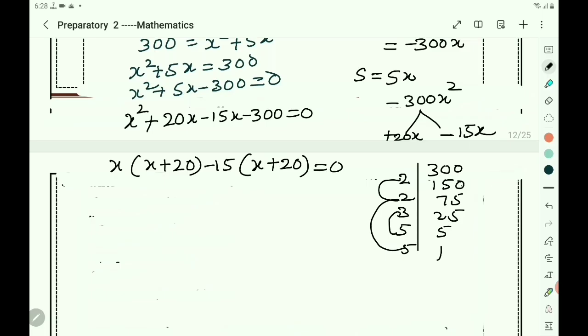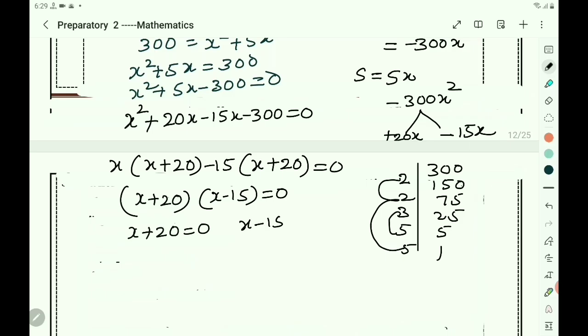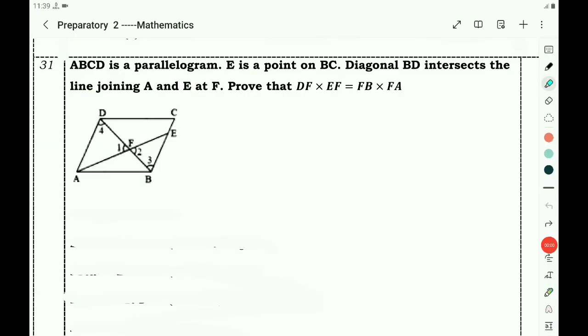Equals 0. Then you got the common x plus 20. Write it in one bracket, x plus 20 into x minus 15 equals 0. Equate each factor to 0. X plus 20 equals 0 or x minus 15 equals 0.